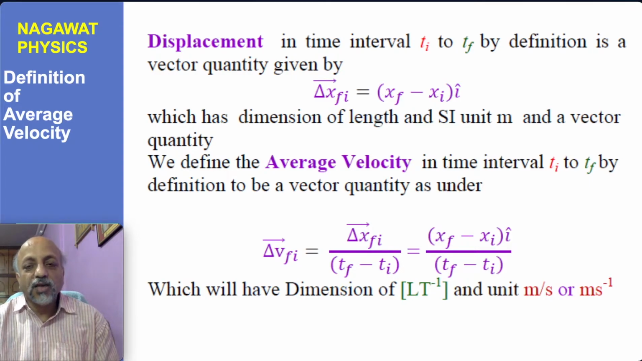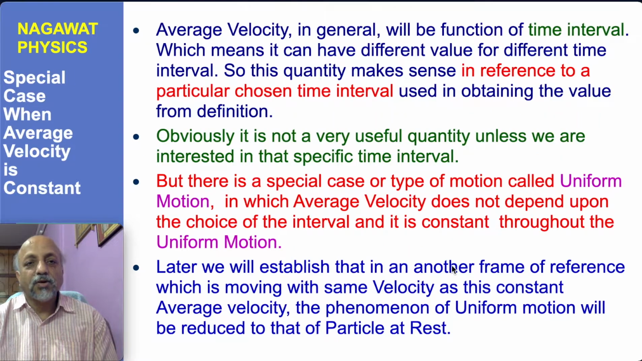This definition we have assumed and given in order to build up the theoretical framework. All definitions are given by the proposers of the theoretical framework. So average velocity is defined in terms of displacement and time interval, and it makes sense only for a time interval. Unless you specify the time interval, the phrase average velocity is incomplete. There is nothing like the average velocity of a particle during the entire duration of motion. We have to say this is the average velocity for this particular time interval. That is a very important point.